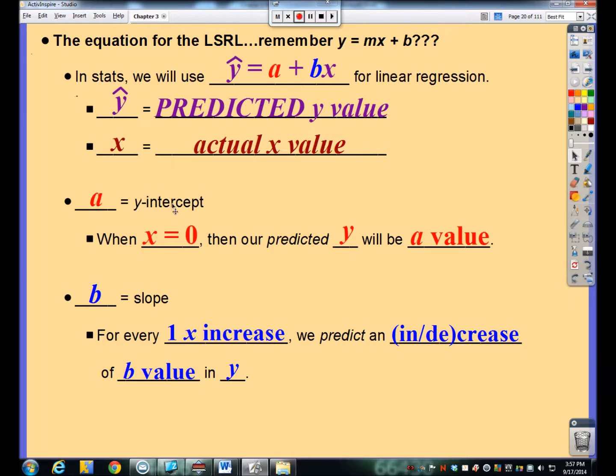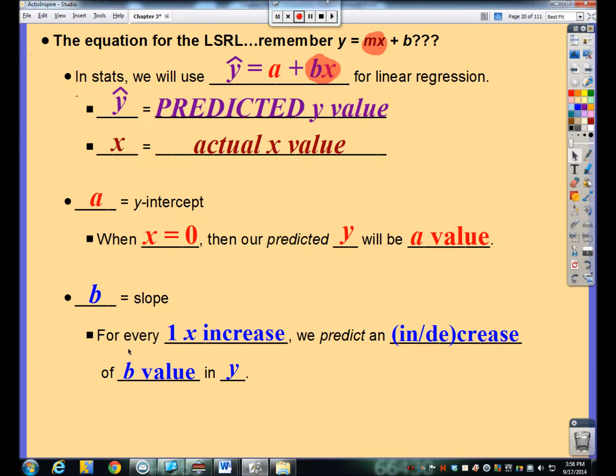So to interpret the y-intercept, just in general, a generic interpretation would be: when x is 0, then our predicted y will be whatever that a value was. Okay? And for the slope, which is now our b value, which is still the same thing that's attached with x like it was in y equals mx, it's now bx.